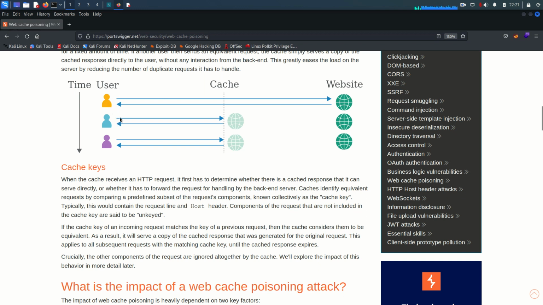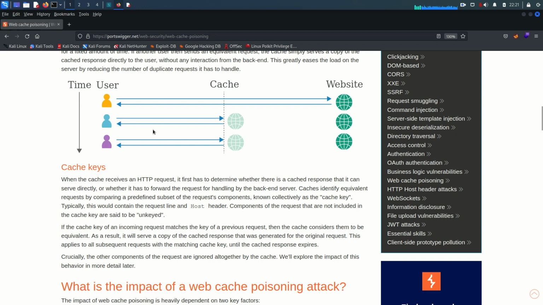Now next time whenever any user makes the same request, the cache will match the request and see, okay, the response is already stored in my memory for this particular request, so it will send the response to the user for that particular request.